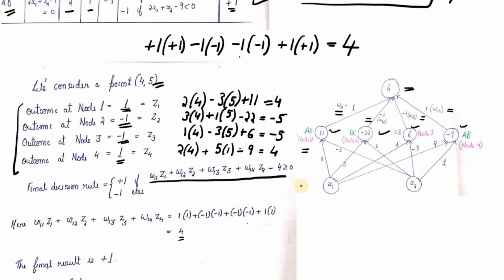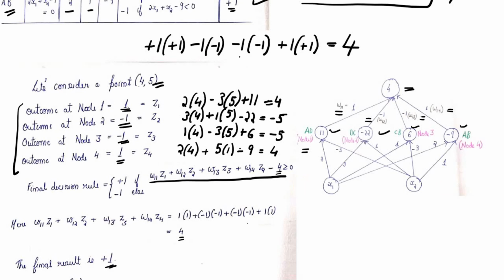Now, if I subtract 4, which is actually needed over here, I am going to get the value as 0. And since 0 is greater than or equal to 0, we get the final decision as +1. So according to the model, this is going to be a positive point.